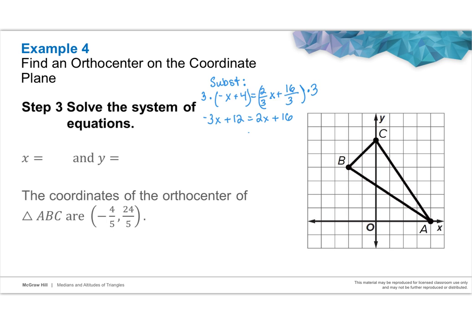Then going ahead and adding like terms, getting my variables together, we have 5x and negative 4. So my x is negative 4 fifths. And if I go ahead and substitute that into one of my y equations, I'll plug it into the negative x plus 4 equation.